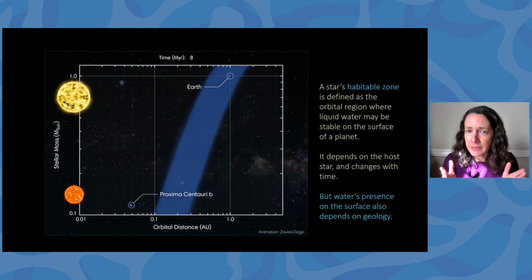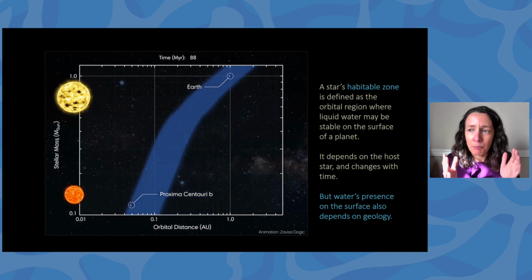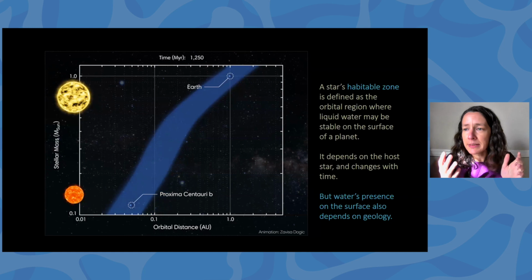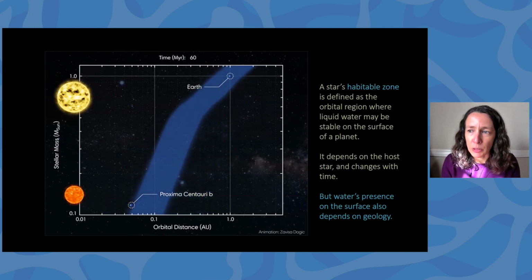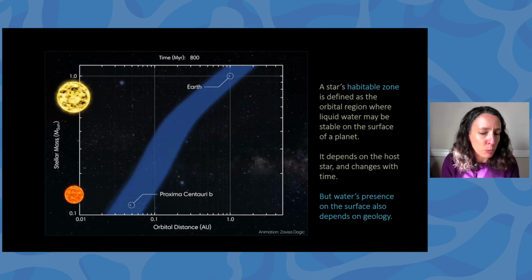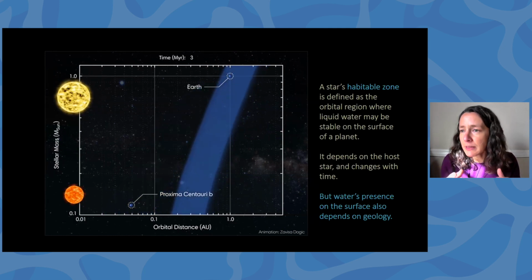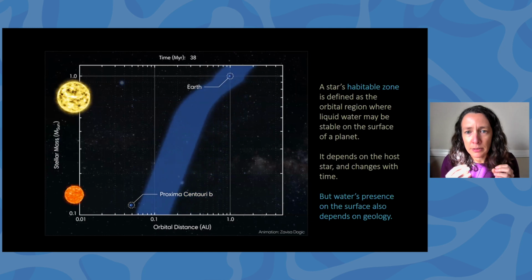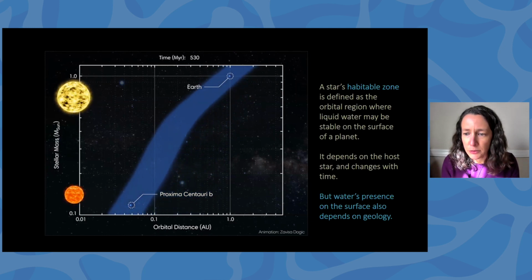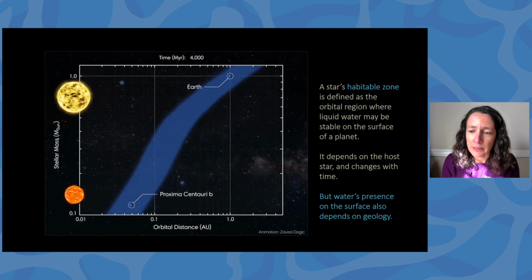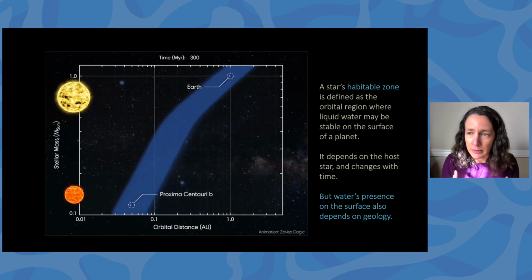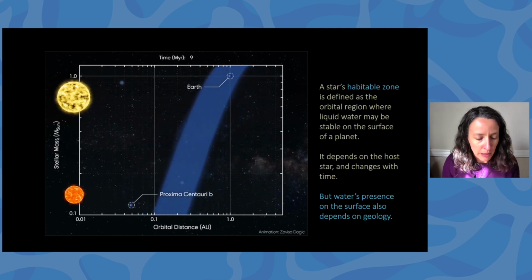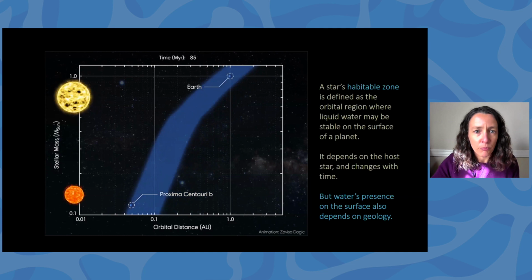Now, the boundaries of this habitable zone have been modeled based on predicted atmospheric properties for planets that would allow liquid water to be present on the surface of these planets. But something that's missing from this is actually the geology of the planet. So we know from looking at the Earth that water's presence on the surface over time, the abundance may change over time, and it depends on the operation of that plate tectonic cycle.